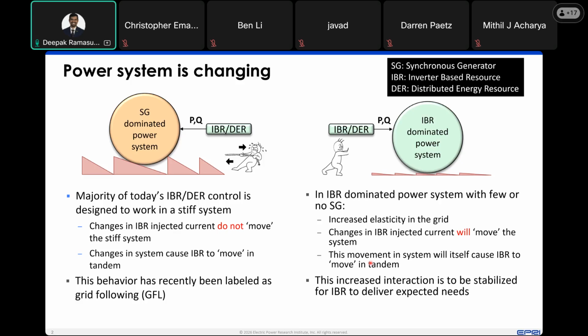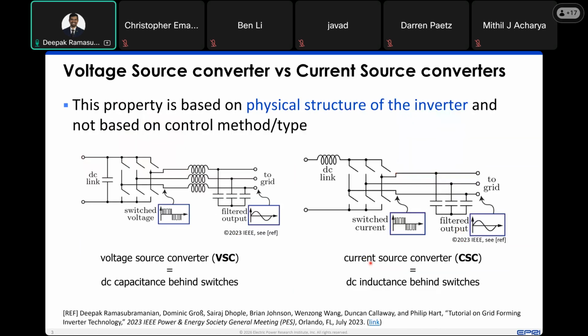Now that brings up a question. So we spoke about current being injected from the inverter-based resources, and that causing the voltages on the network to move around. And that brings up a question of, is the inverter-based resource a current source? So in order to dig into that, we need to go back to first principles from a power electronic perspective. From a power electronic perspective, this notion of voltage source converter versus current source converter is pretty much an aspect of the physical structure of the inverter itself.